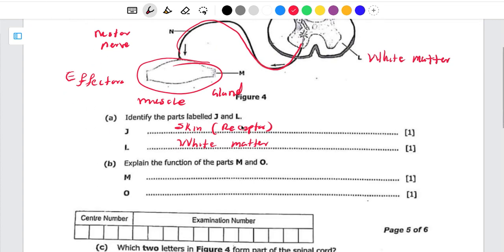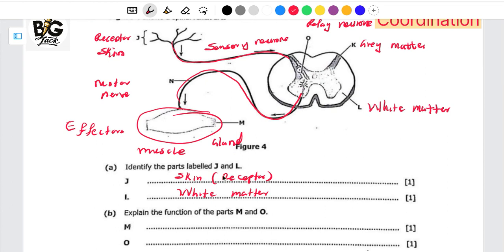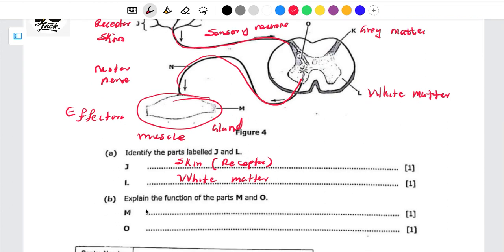Then for question B, explain the functions of the parts M, L and O. So what is M? M is the muscle or the gland. In terms of the muscle, the function of the muscle is to contract or relax in response to stimulus. That's a function of the muscle.